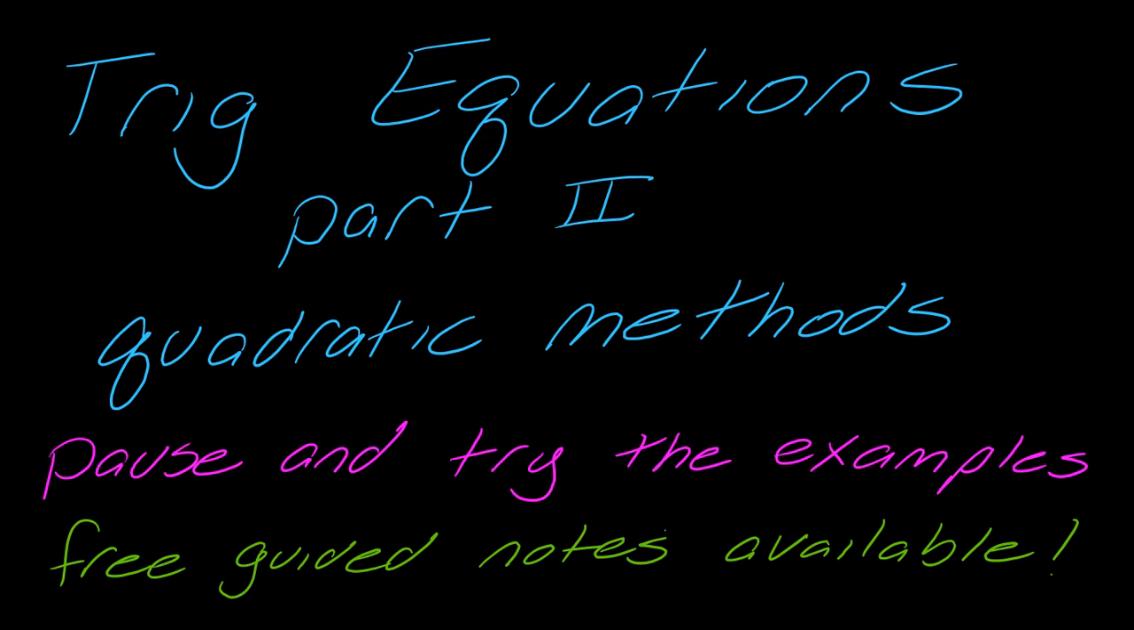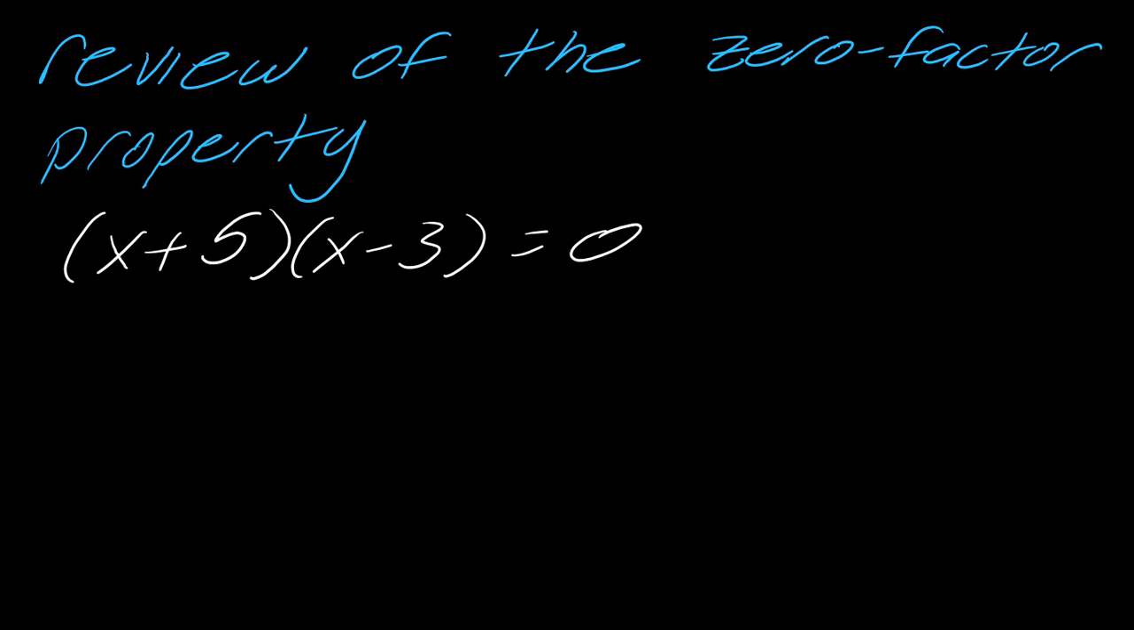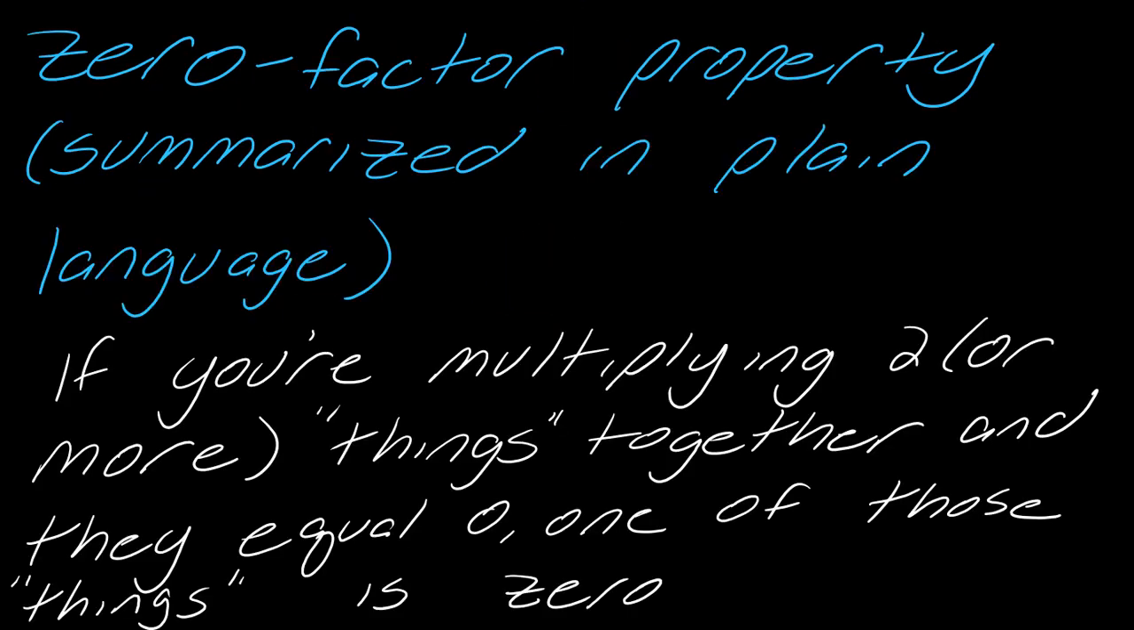Okay, so we're talking about trig equations part 2, so using quadratic methods. First I want to review the zero factor property. I can demonstrate it with this example here, but I'll just quickly remind you what the zero factor property says in plain language. It says if you're multiplying two or more things together and they equal 0, then one of those things is 0.